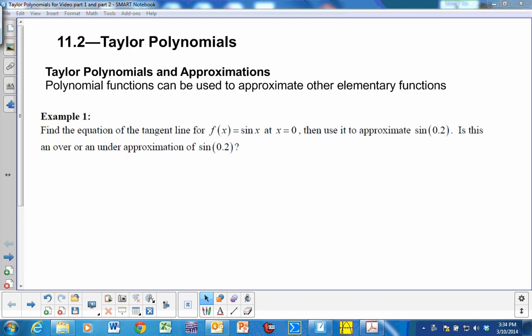This is our first video on Taylor polynomials. I've divided this into two, so this will be part one. You have all the notes for this, and so you'll just need to watch this part, and then next night you'll watch the second part.